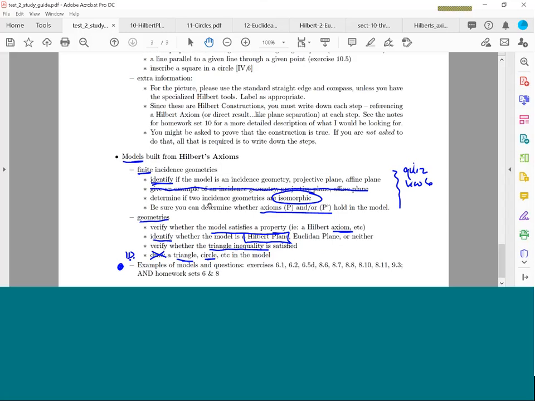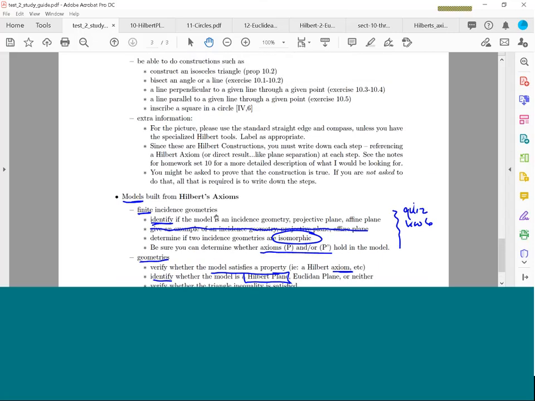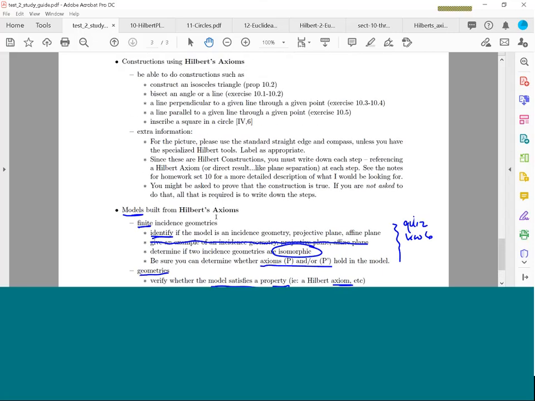Section 10 deals with the Hilbert Constructions. Section 11 is pretty much not going to be on there because it deals with circles. We'll talk about that one tonight in not very long. And Section 12 is the definition of a Euclidean plane. So, constructions using Hilbert axioms.